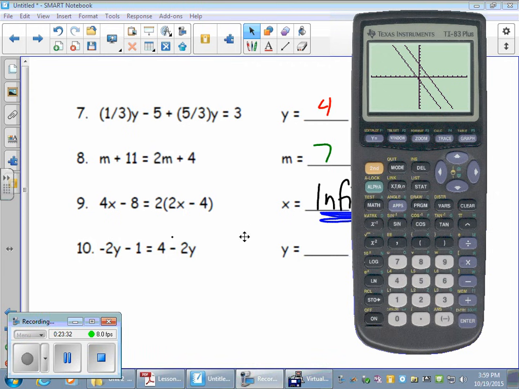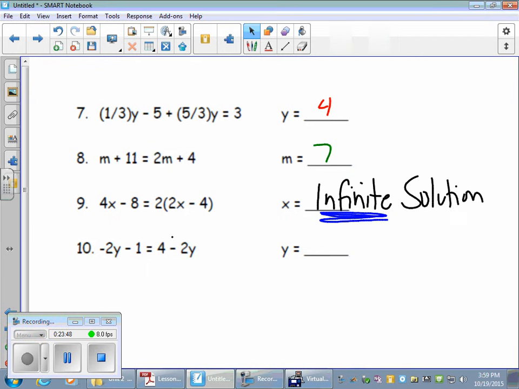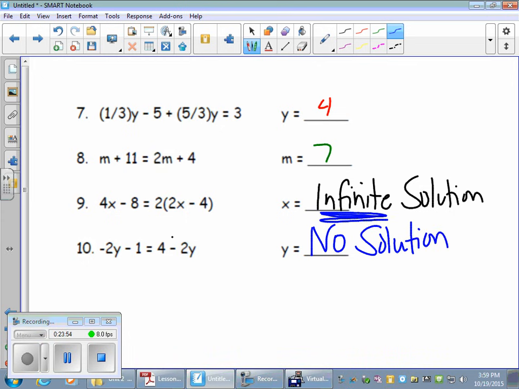So, look at your graph now. I've got parallel lines. So, where do they intersect? Guess what? They don't intersect. They're parallel. Well, if they're parallel and they don't intersect, and that's what I'm looking for, the point of intersection, what do you think your answer would be? Exactly. No solution. There is no point of intersection. Okay, if they're parallel, they don't intersect, there's not going to be a solution, because that's what you're looking for, is that intersection point.